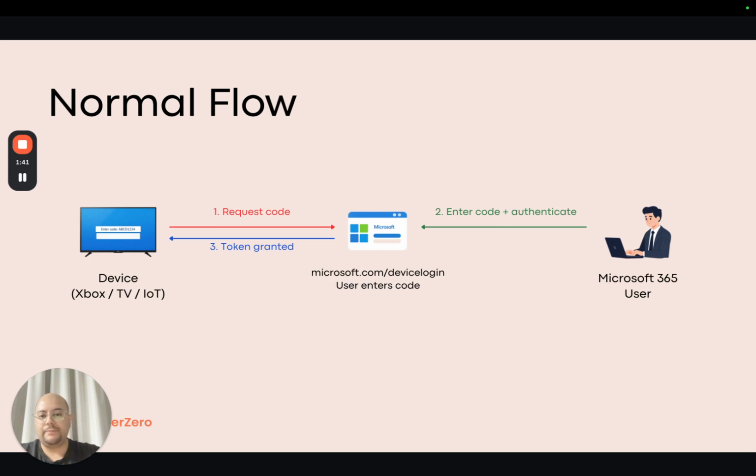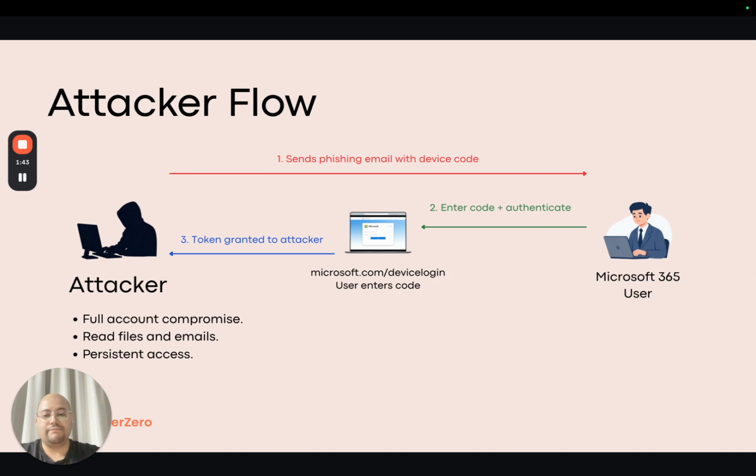How can this be abused is if I replace the device with the attacker. The attacker is going to say, okay, I am the device, and is going to contact Microsoft and say, please give me a code so I can send it to the user. Once the code is generated, it's going to be sent to the user. Now, this could be sent over email as a phishing email, or it could be sent over text or any other medium.